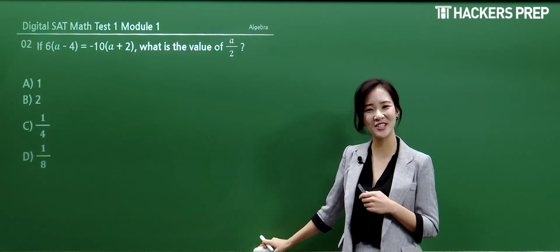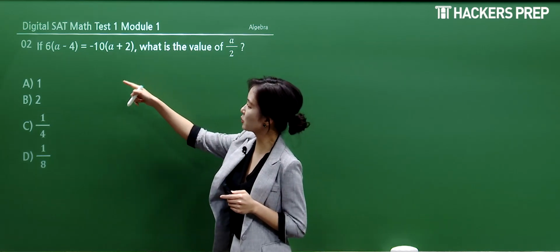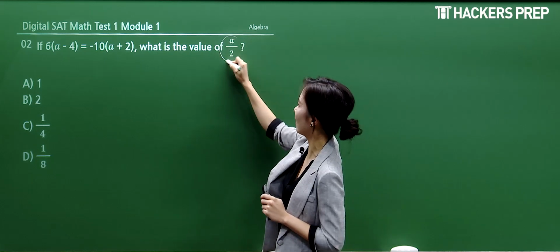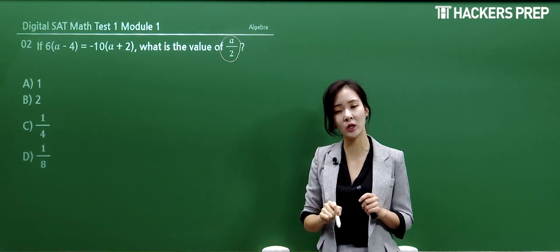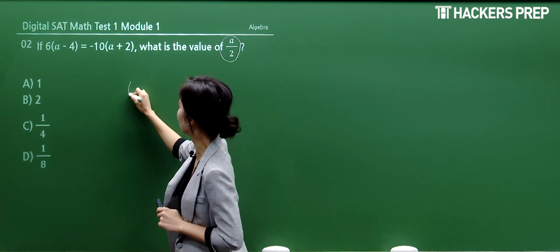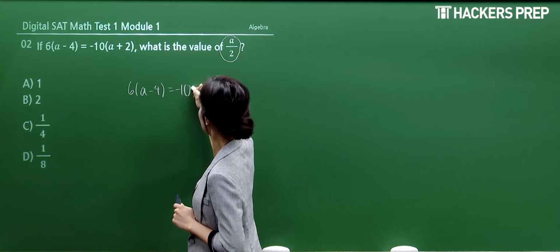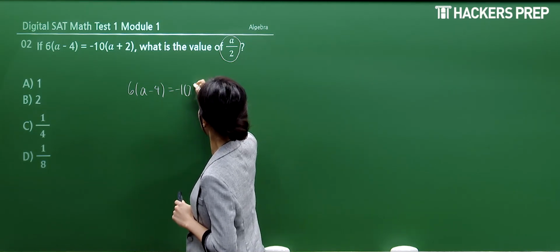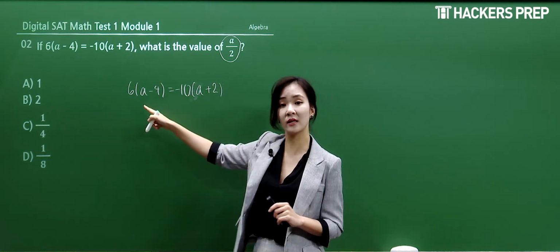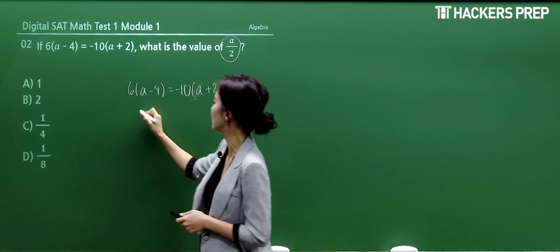Okay, on to question 2. If 6 times the expression a minus 4 is equal to negative 10 times the expression a plus 2, what is the value of a over 2? So first, why don't we go ahead and simplify the given equation, and let's get started with that. In this case, we can get rid of the parentheses by distributing the constant values into the parentheses.